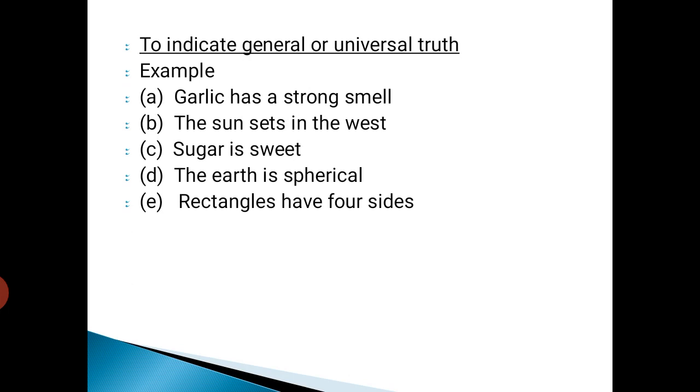3. Also, we use simple present tense to indicate general or universal truths, what we see as basic truths. We use simple present tense to indicate them. For example, garlic has a strong smell. The sun sets in the west. Sugar is sweet. The earth is spherical. Rectangles have 4 sides.